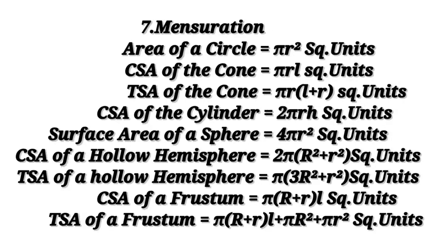Then CSA of a frustum is equal to pi into (capital R plus small r) into L square units. Then TSA of a frustum is equal to pi into (capital R plus small r) into L plus pi r squared, that means pi into capital R squared plus pi into small r squared square units. Today we are using these formulae.